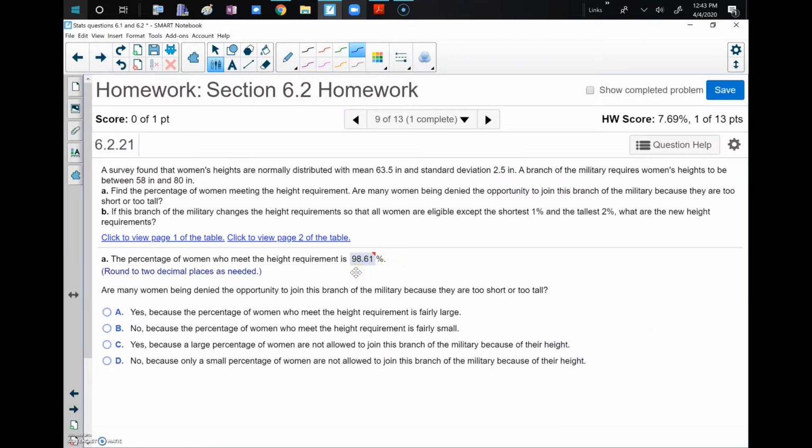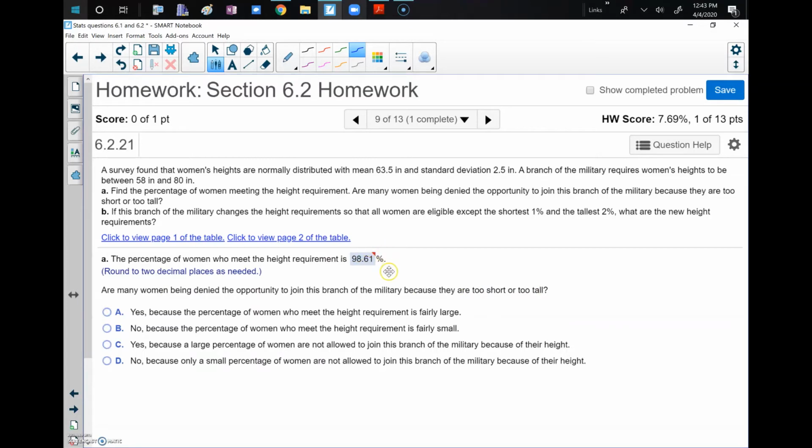If you aren't careful in looking how they want you to type it in, it can become a wrong answer, even though you technically do have it correct. So just be mindful of how they want you to type it in. And then the next question is saying, would many women be denied the opportunity to join the military for being too short or too tall?